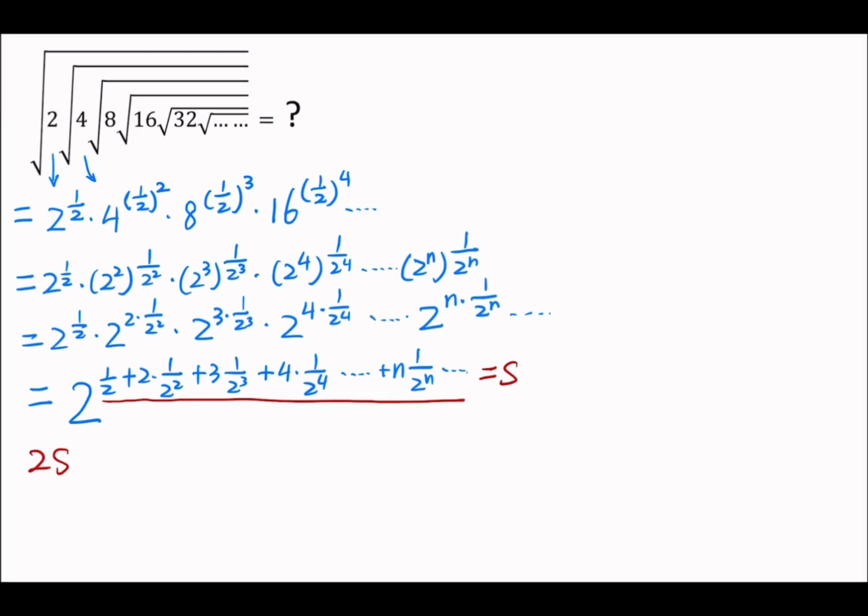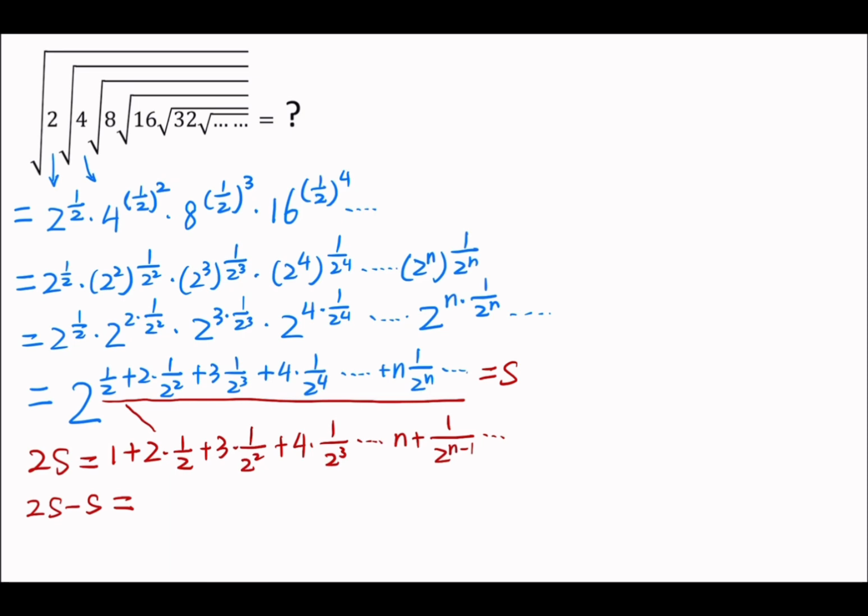Then 2s is 1 plus 2 times 1 over 2 plus 3 times 1 over 2 squared plus 4 times 1 over 2 cubed, and then n plus 1 over 2 to the power of n minus 1, and then keep going. So then 2s minus s equals, if we look at it this way, use this one minus this one, this one minus this one, this one minus this one, and then keep going.